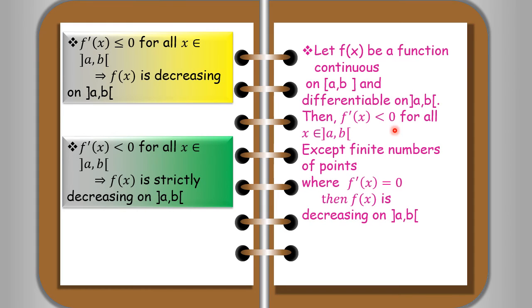One more thing I can conclude from the theorem is that f dash x is less than 0 in this open interval except at some finite number of points where f dash x is 0. Those points I am skipping, where f dash x is 0. Otherwise the function is decreasing, that is f dash x is less than 0. That time also we will call the function a decreasing function on the open interval.